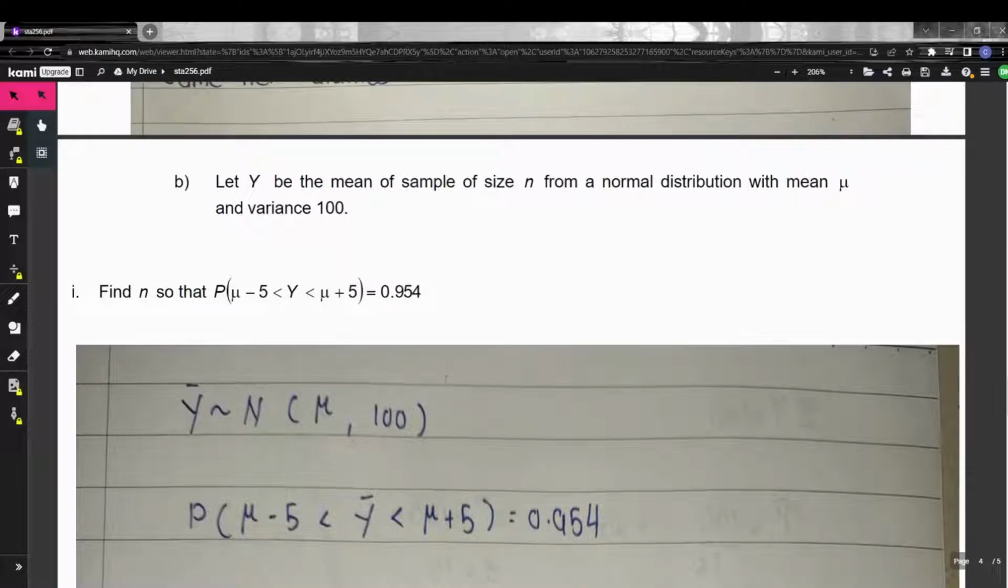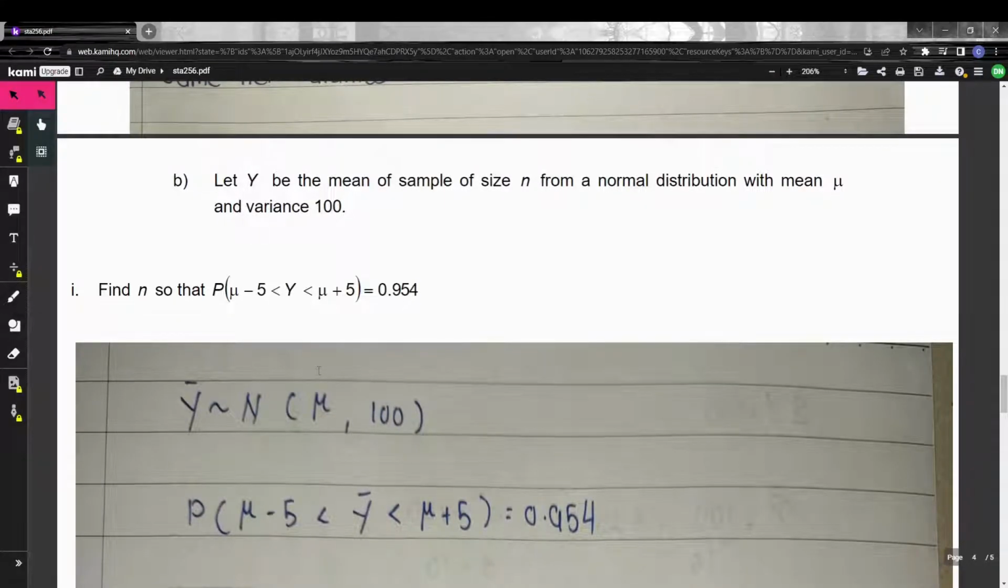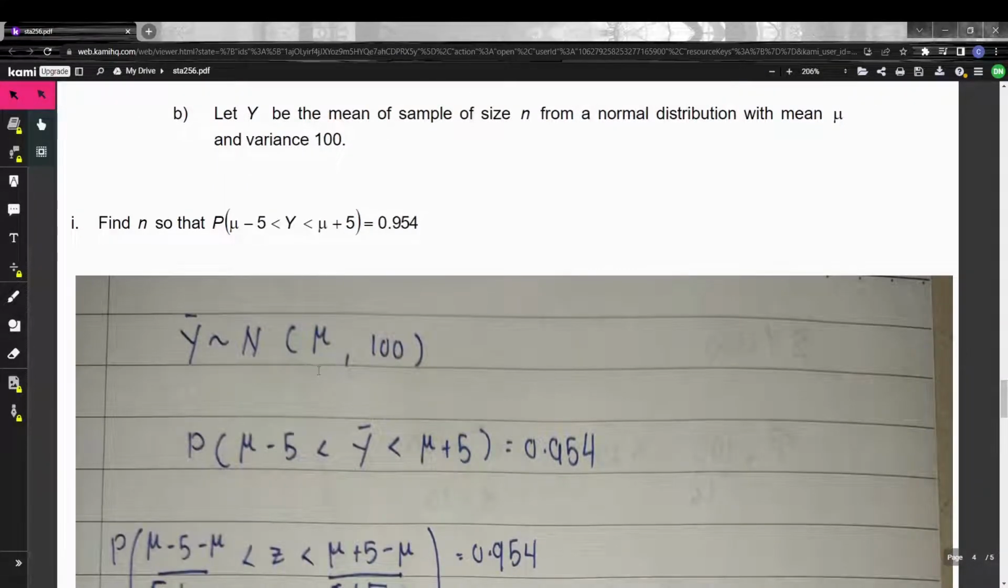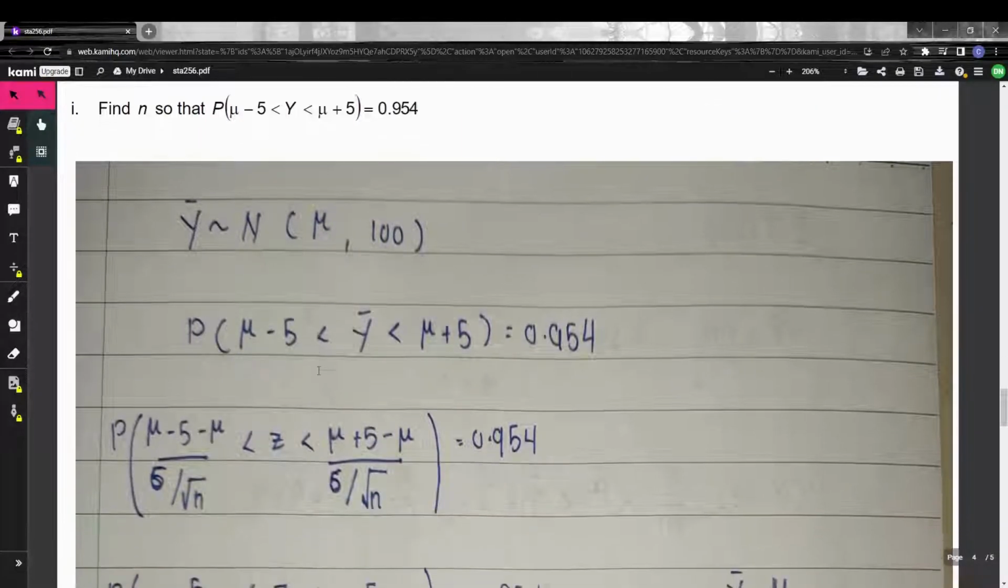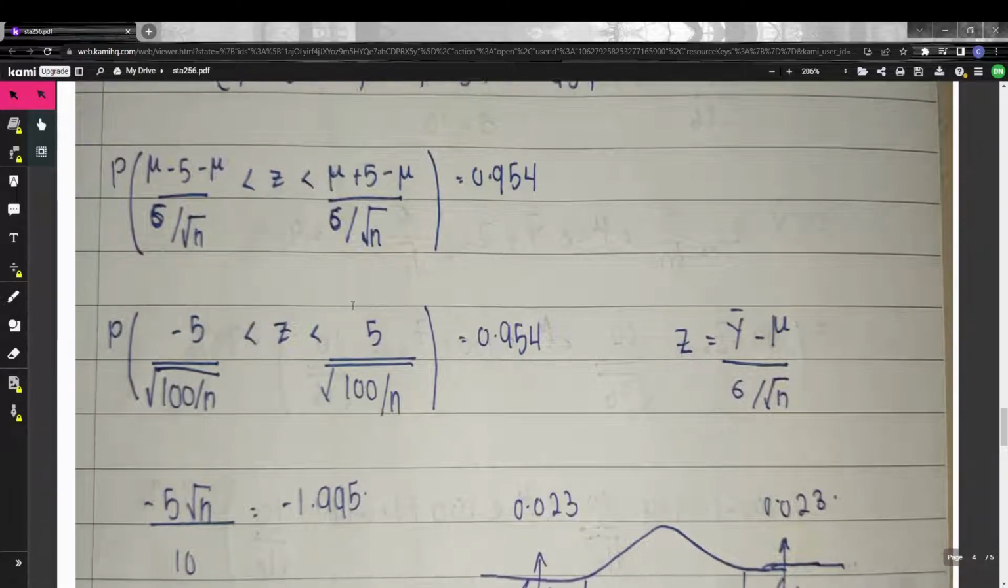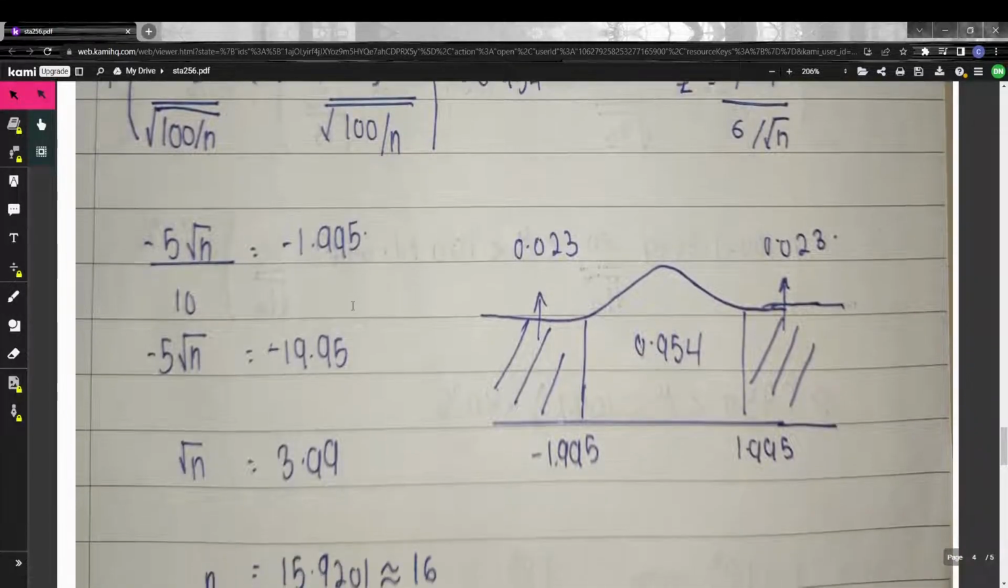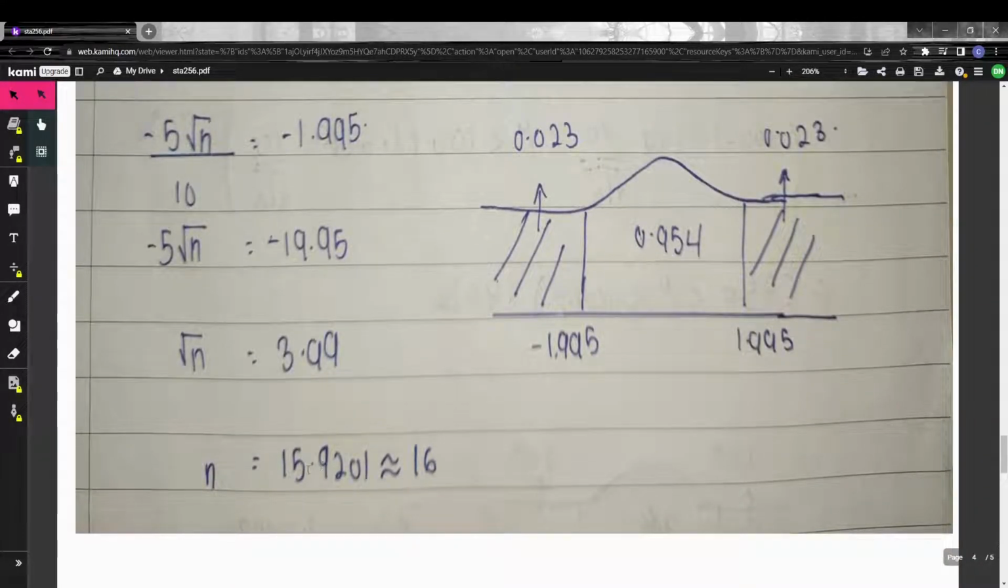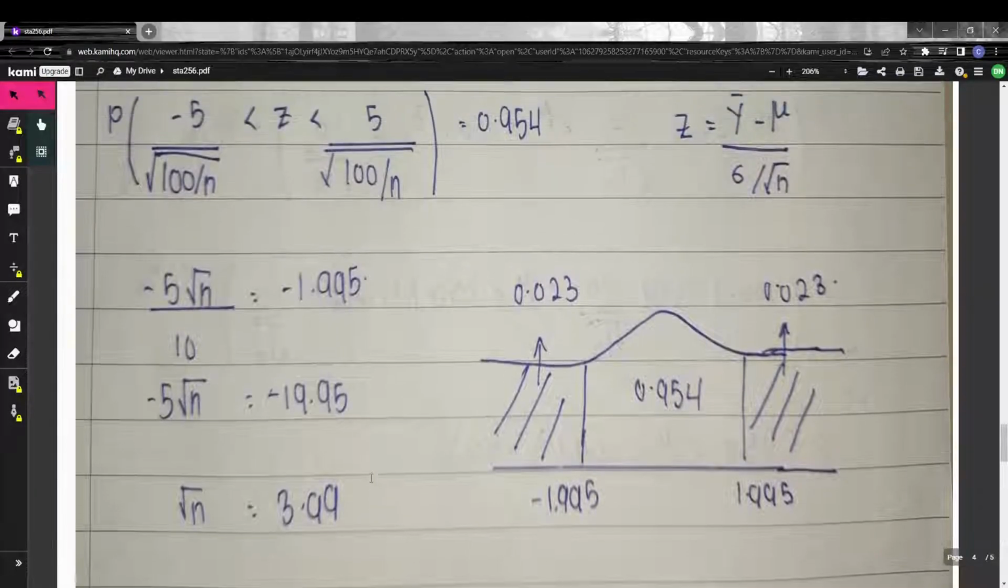For question B, we know that the variance is 100 but the mean is unknown, so we must find n. To find n, we must use this formula: z is equal to y bar minus mu, divided by sigma over square root of n. After being calculated, we can see here that n is 15.9201, which is approximately 16.